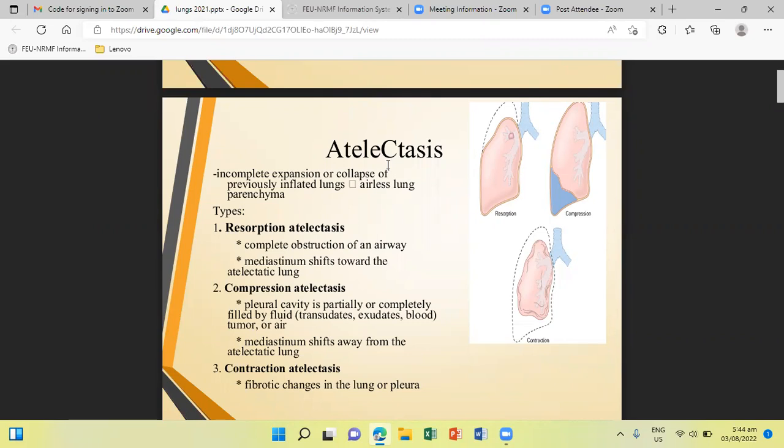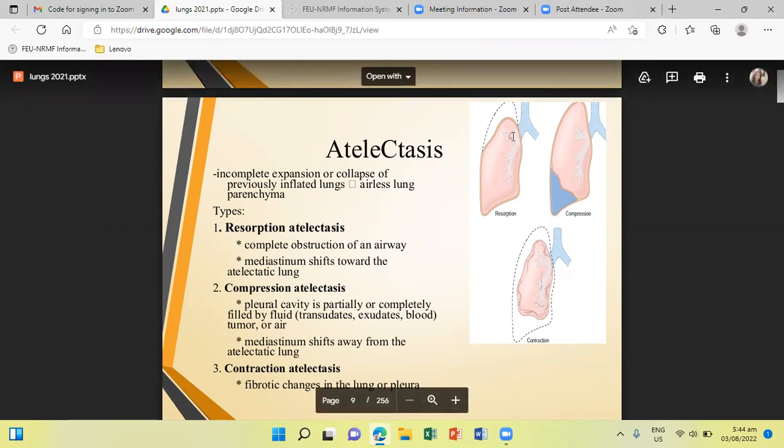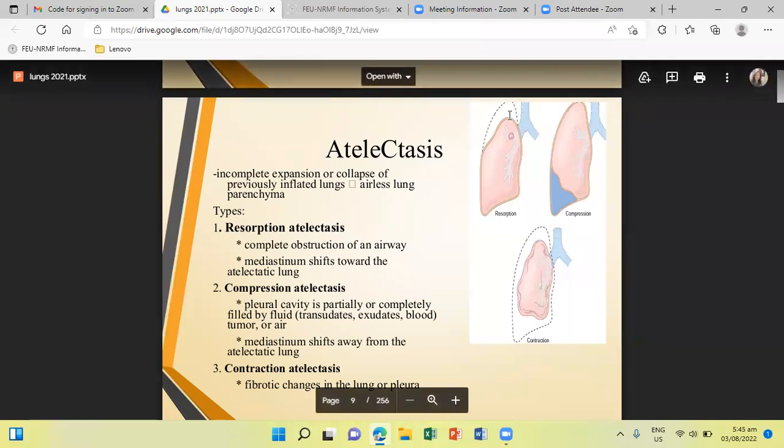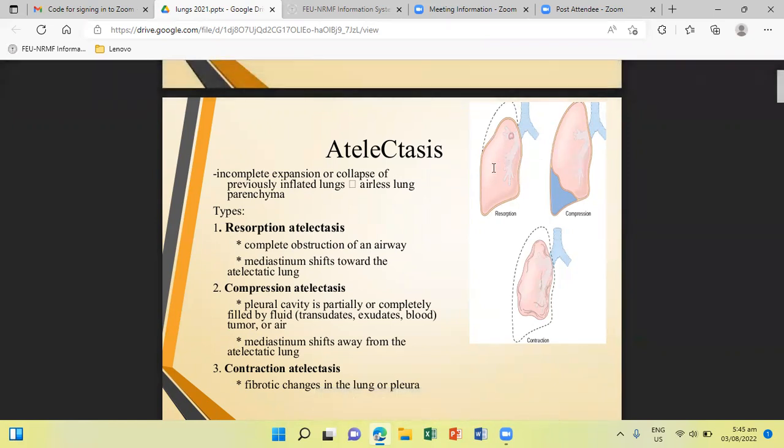So there are many types of atelectasis. The first on the list is what we call resorption. Resorption stems from any obstruction of the airway. Resorption of oxygen trapped in the dependent alveoli would cause it to collapse. So this is an example of the area of atelectasis secondary to an obstruction. The obstruction may be in the form of a mucus plug. It may be in the form of a tumor, for example.